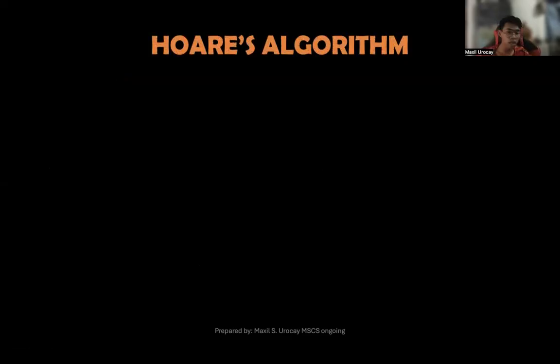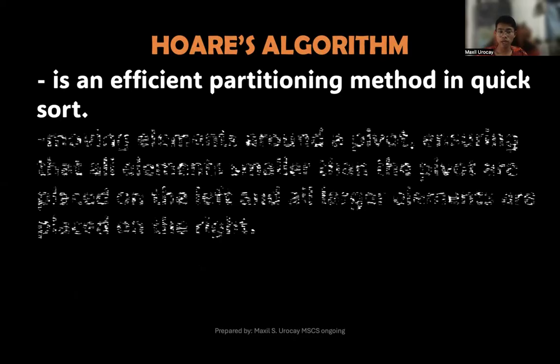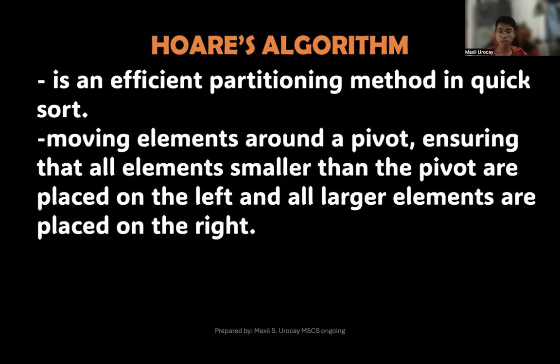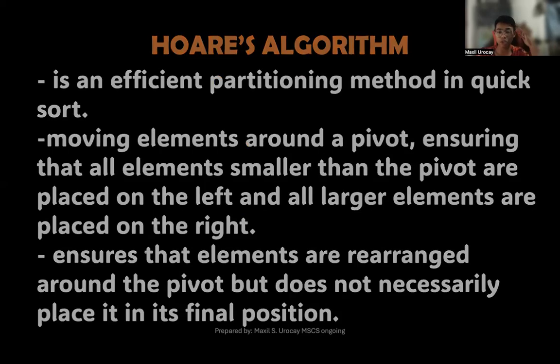So let's now take the Hoare algorithm. It is really an efficient partitioning method in quicksort, moving elements around a pivot, ensuring that all elements smaller than the pivot are placed on the left and all of the larger elements are placed on the right. So it ensures that elements are rearranged around the pivot but does not necessarily place it in its final position.